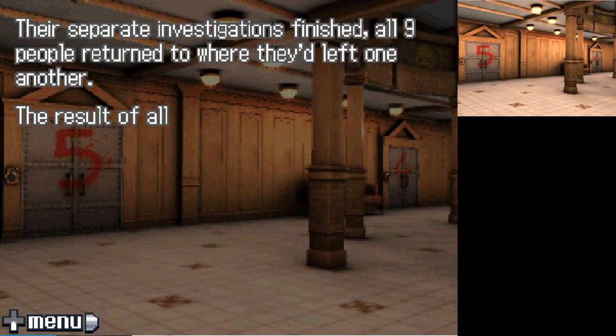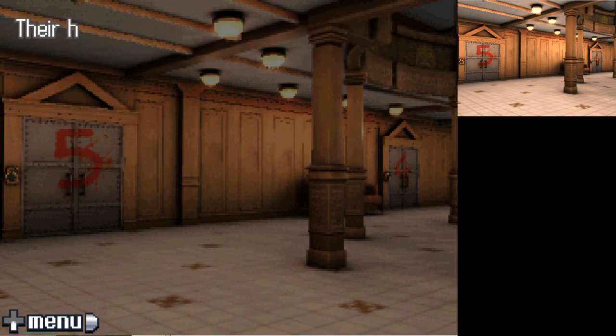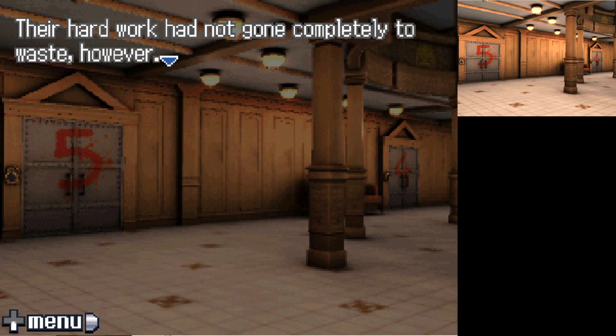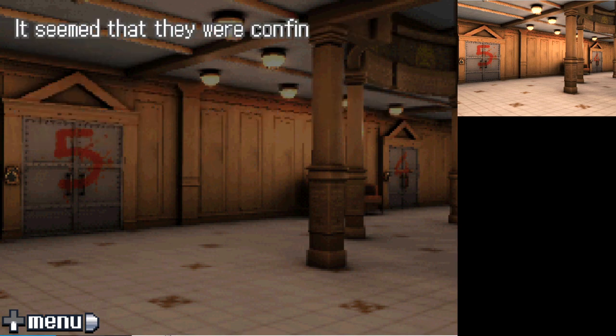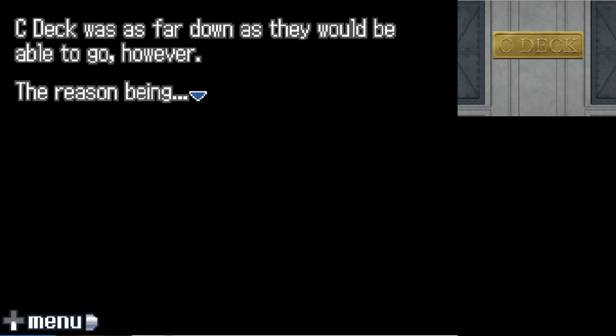The separate investigation is finished. All 9 people returned to where they had left one another. The results of all their work was nothing. They were completely sealed in. Their hard work had not gone to complete waste, however. They learned a number of things as they scoured the parts of the ship they could reach. It seems they were confined to decks A through C.